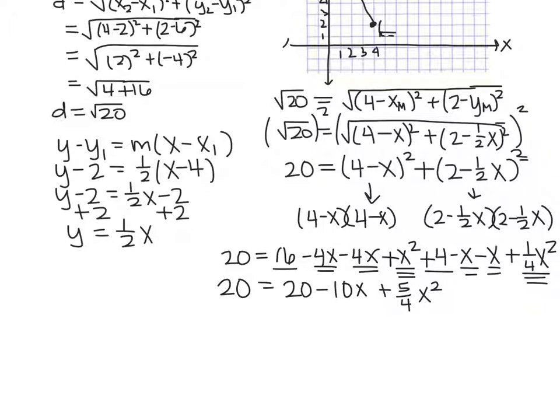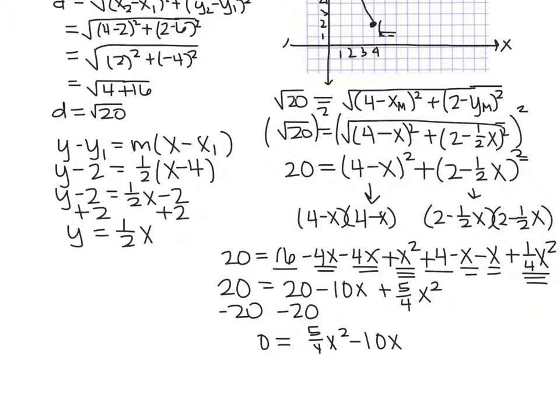that means I want all my variables on one side and the numbers on the other. So that means subtracting 20 from both sides. And when I do that, I get 0 equals, and I'm going to go ahead and reorder my right side and put the 5/4 x squared first, and then the minus 10x.